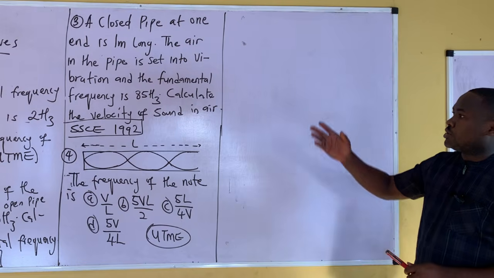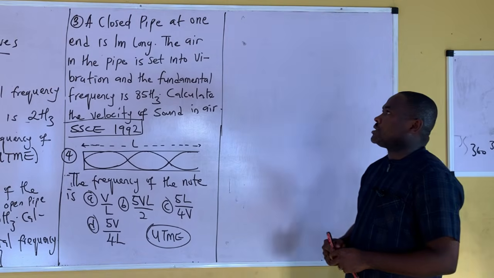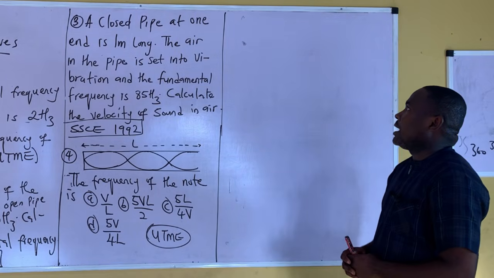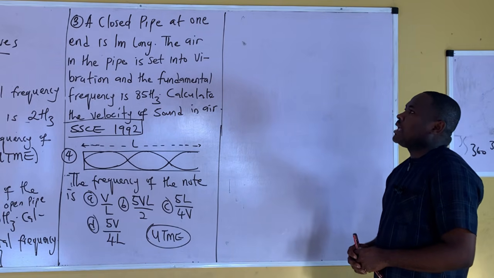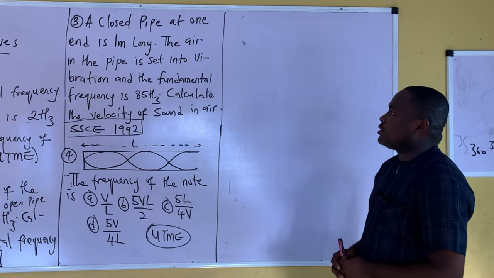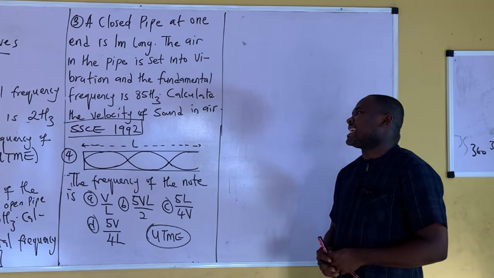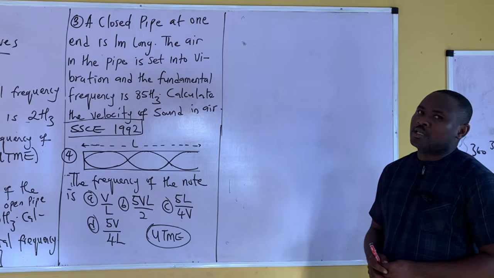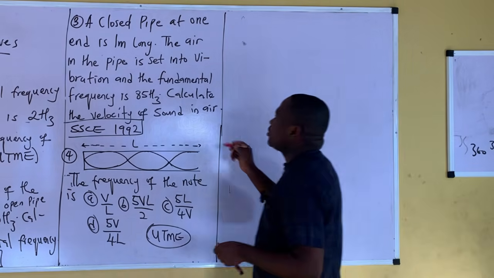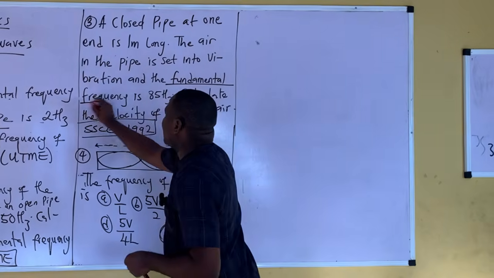Now let's look at question number 3. Question number 3 says a closed pipe at one end is 1 meter long. The air in the pipe is set into vibration and the fundamental frequency is 85 Hz. Calculate the velocity of sound in air. Remember, there is a keyword here, fundamental frequency.